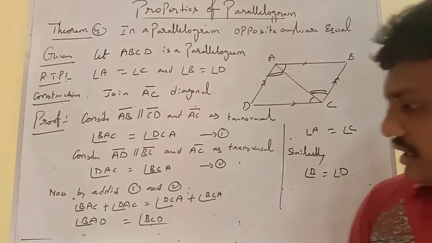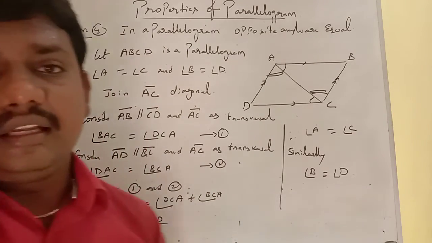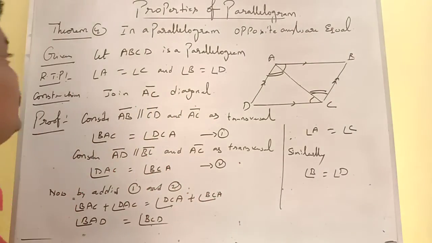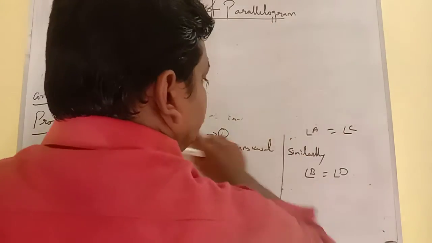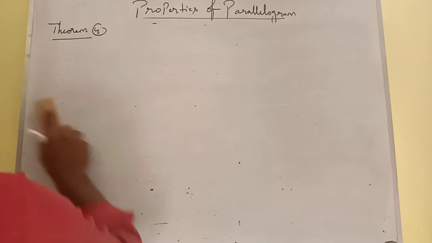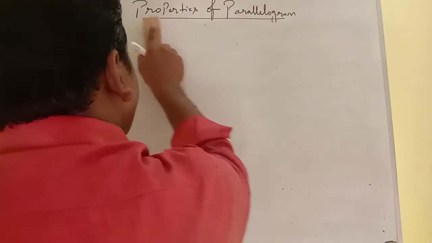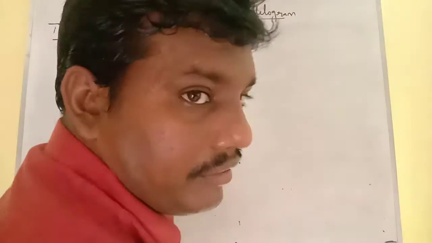Now you have to see the converse. The converse of this is theorem 5. So what is the converse of this theorem? If in a quadrilateral the opposite angles are equal, then it is called a parallelogram. You can take it as theorem 5.